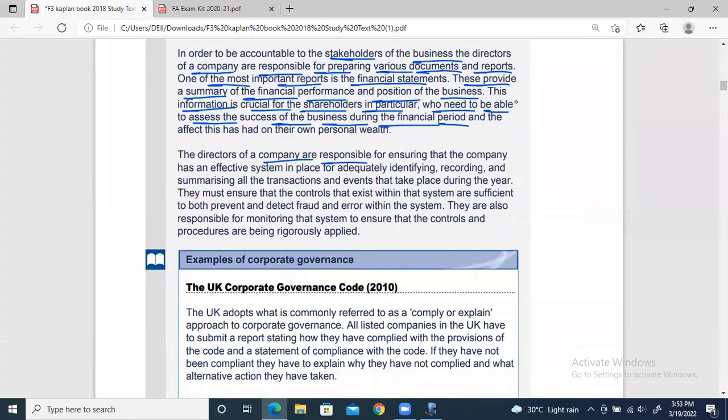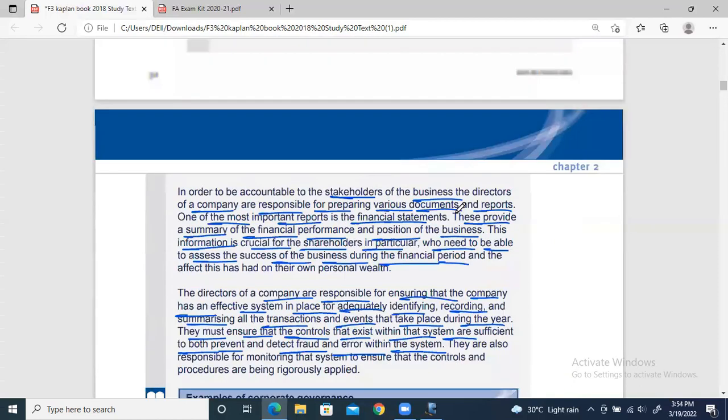Directors of the company are responsible for ensuring that the company has an effective system in place for adequately identifying, recording, and summarizing all the transactions and events that take place during the year. They must ensure that controls within that system are sufficient both to prevent and detect fraud and error. So all of the internal control systems, the financial statement preparation, disaster management, everything is the responsibility of directors. This is what it's trying to explain over here.